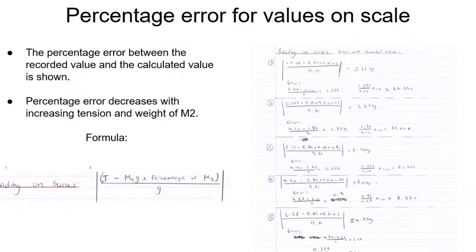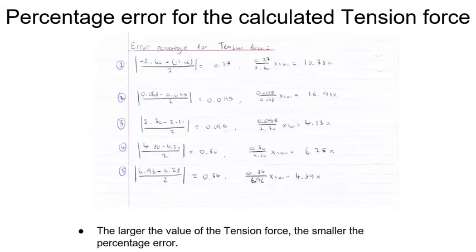Here, the percentage error between the recorded values and the calculated values is shown. The formula stated on the bottom left was derived and used to perform these calculations. If we look at the results, we can conclude that the percentage error decreases as the tension force and the weight of M2 increases. The working behind these calculations is similar to the ones on the previous slide. We see that the larger the tension force, the smaller the percentage error.